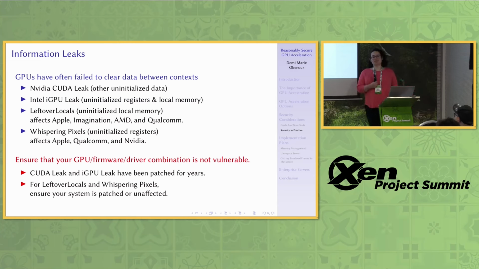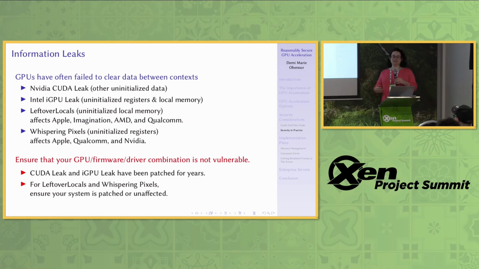Information leaks. GPUs have often failed to clear data between contexts. For context here, pun sort of intended, a context on the GPU is the equivalent of a process on the CPU. It's the unit of security, it's the unit of isolation, and it's the thing that can, at least in theory, be killed without affecting anything else. And it maps to an address space. So not clearing data between contexts is bad. It would be like if your kernel gave you uninitialized memory containing junk that might contain sensitive data.